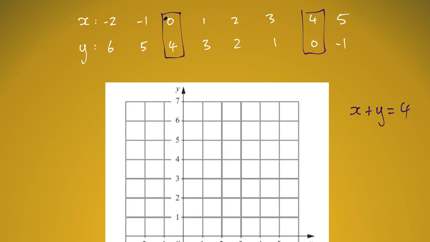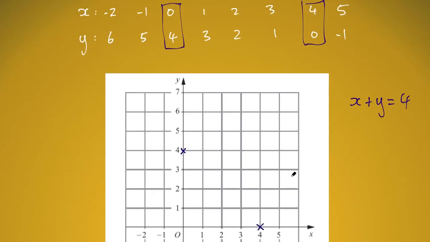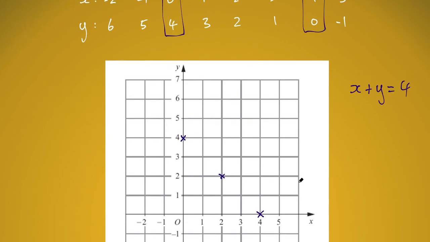Take those obvious ones, 0 across 4 up, and 4 across 0 up. We could plot any other points on that line as well. Let's take the point 2, 2, for example, is there. And then we just need to make sure we join all of those together with a straight line, starting at -2 and going down to 5 on the x-axis.